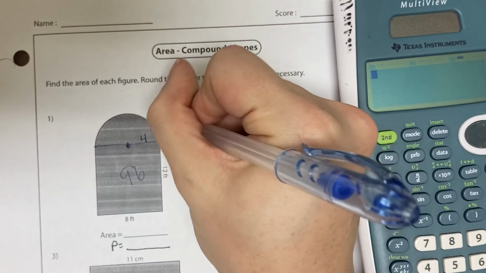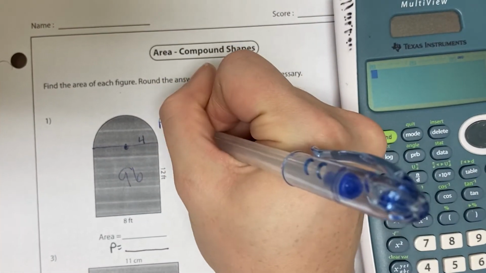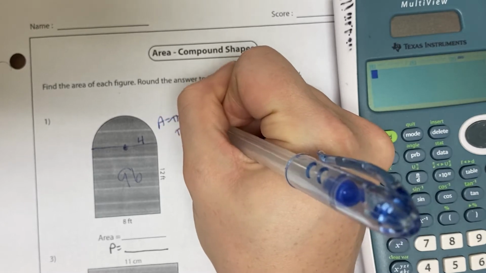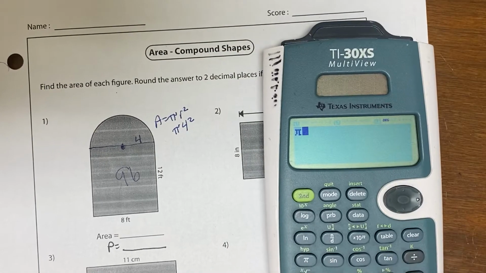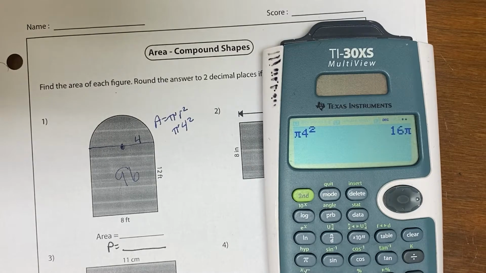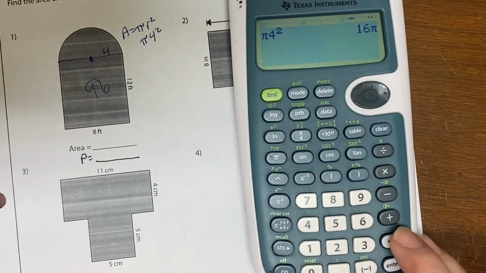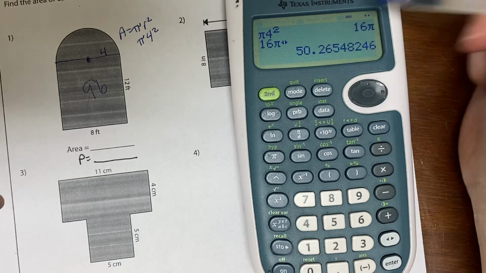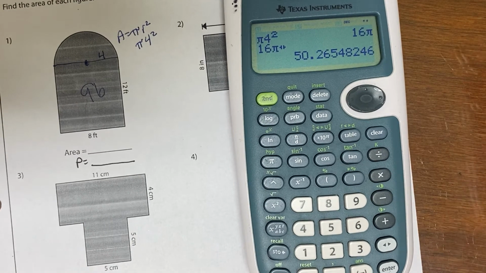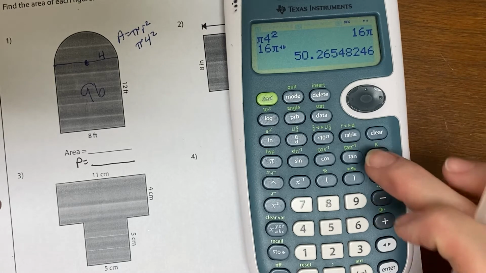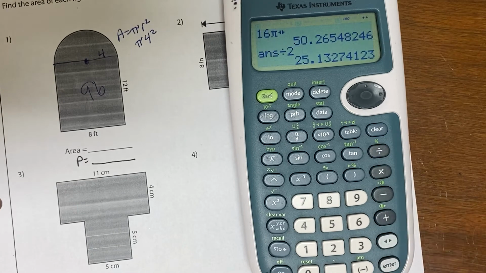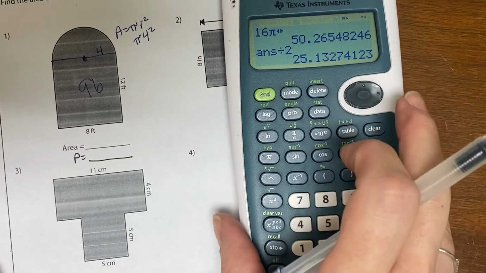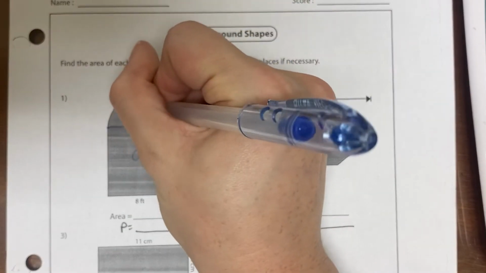So my area is pi r squared. I'll type in pi times 4 squared. 16 pi, we will hit the double arrows to get the decimal. And 6 rounds the 2 up, so it'll be 50.3. Now 50.3 would be the area for the entire circle, and I only have half of it. So we're gonna divide by 2, and my area would be 25.1. So we will write that inside of the semicircle.